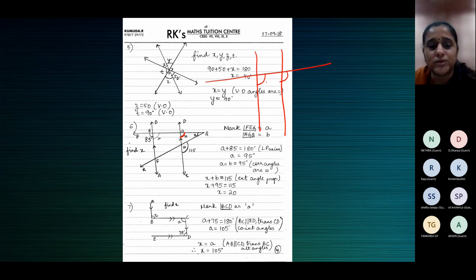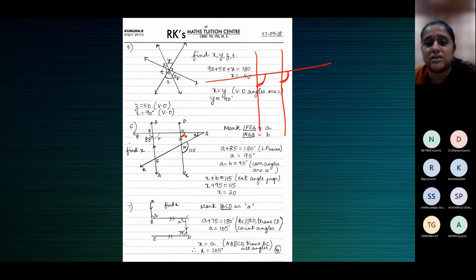You can see that both the angles lie on the same side of the transversal. So they are not alternate angles, because alternate angles lie on either side of the transversal. We'll see if they are corresponding angles. They are not co-interior angles, because if they were co-interior angles, both of them should be interior angles. But here one is exterior, one is interior.